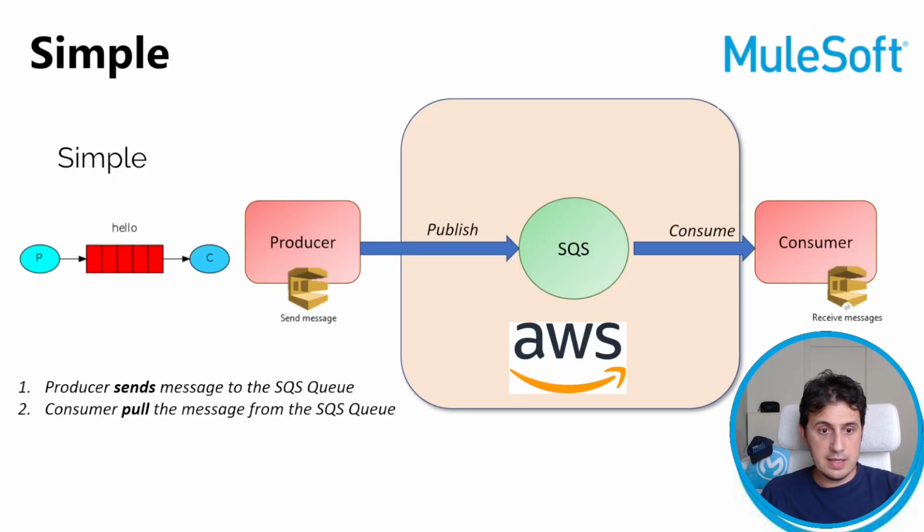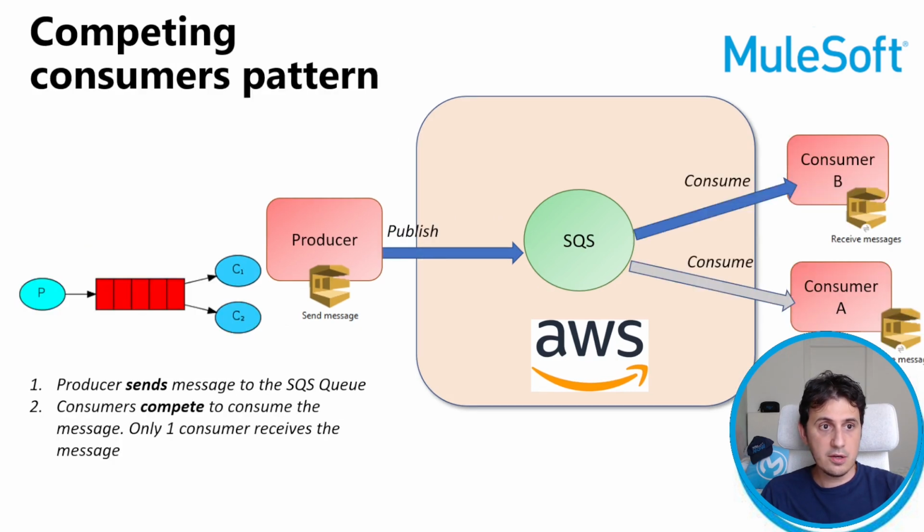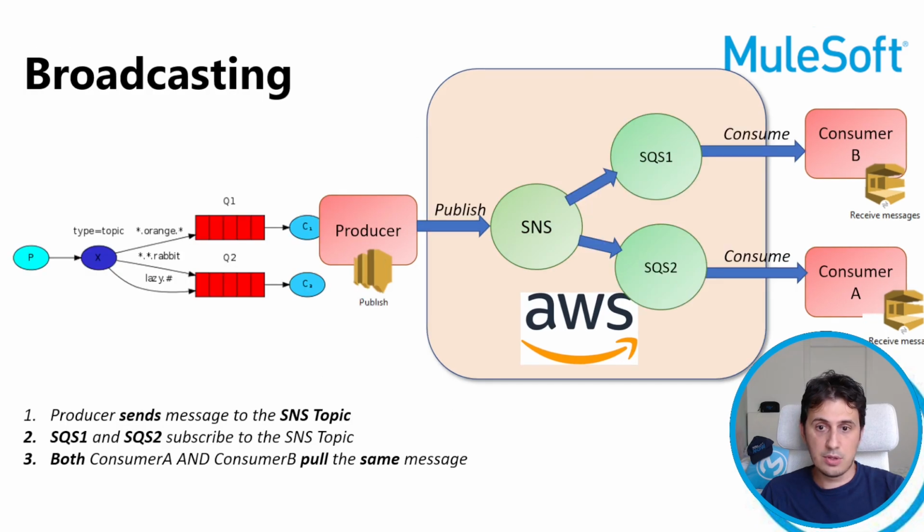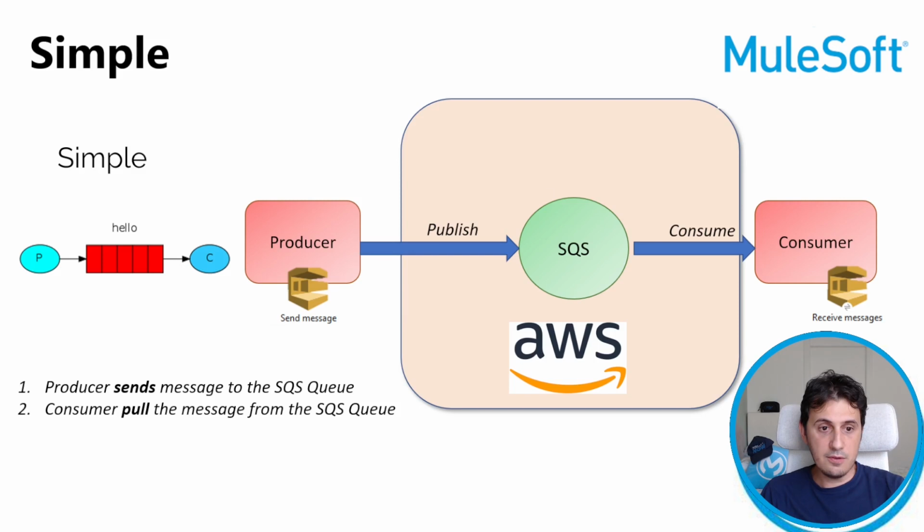Okay, now let's see how to use SNS and SQS. If you watch my videos, you know that I like to expose three patterns: the simple one, the competing consumer pattern, and the broadcasting pattern. So let's begin with the first pattern, the simple one. For this pattern, I only use Amazon SQS. I have a producer that sends a message to the SQS queue, and a consumer that pulls the message from the SQS queue.